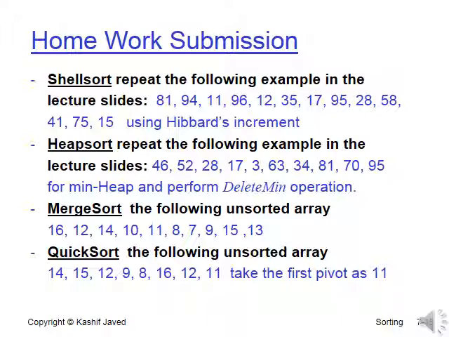The third is on merge sort. Just sort the following unsorted array. You have 16, 12, 14, 10 up to 13. The fourth is quicksort. You have the unsorted array 14, 15, 12 up to 11, and use the first pivot as 11. Okay, so these are the 4 questions that I would like you to do and submit.